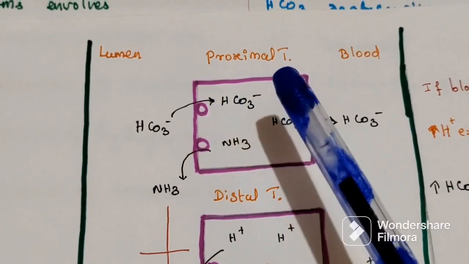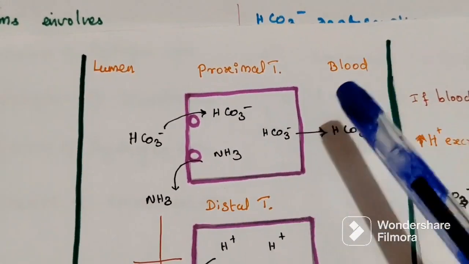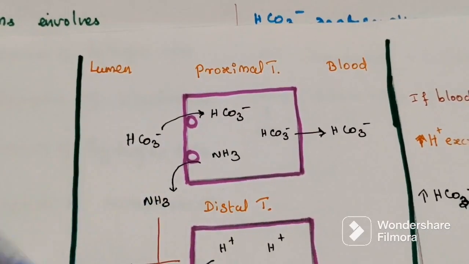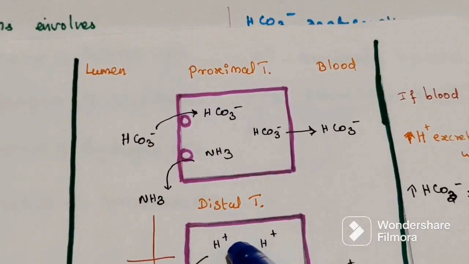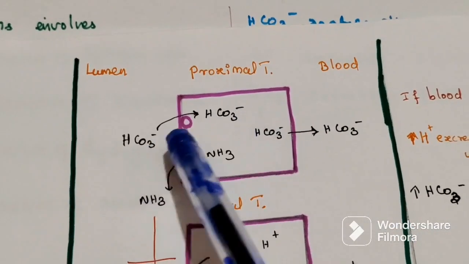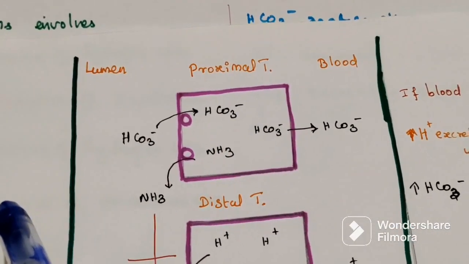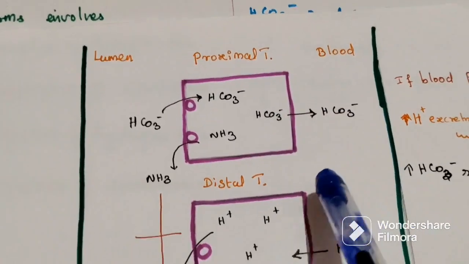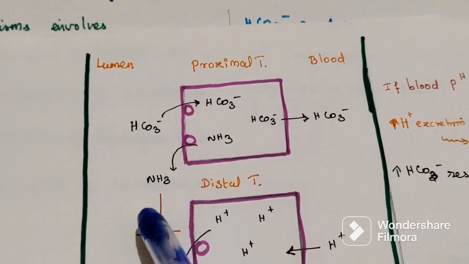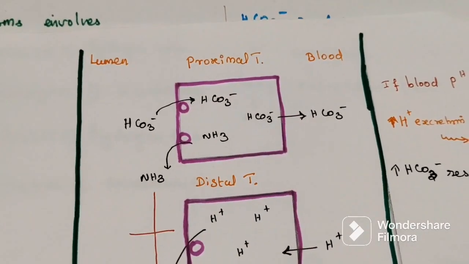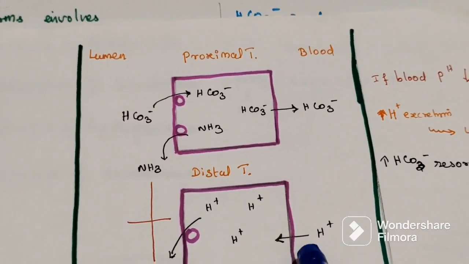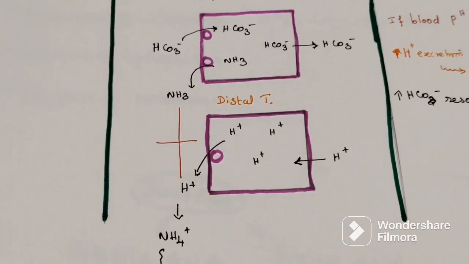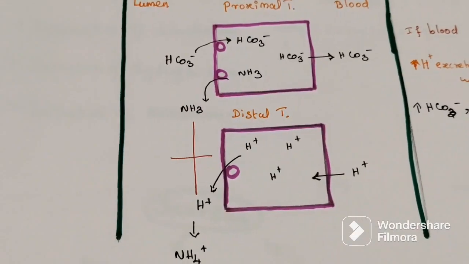We have the lumen, proximal tubules and distal tubules. This one is blood. Lumen means urine is drained here. This is the proximal tubule. This one is the distal tubule. In the proximal tubule, the bicarbonate is reabsorbed from the urine, so from lumen to proximal tubule, then into the blood. Then NH3 is excreted out into the lumen, whereas proton, hydrogen ion, is taken from blood and excreted into the lumen to pass out of the body as urine.